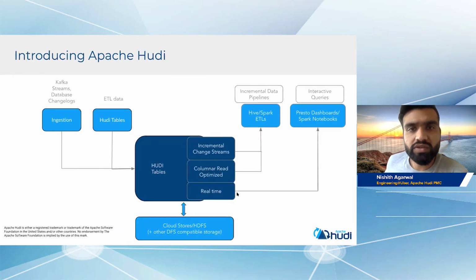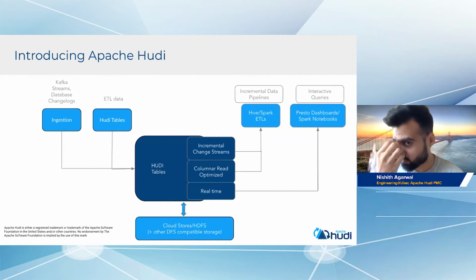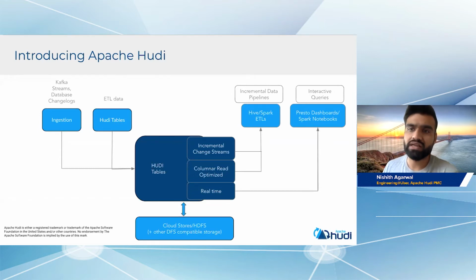So at this point, I wanted to introduce Apache Hoodie. Hoodie is a system that helps you solve all of the requirements that I mentioned before. You can ingest data from different kinds of Kafka streams, change logs. You can create incremental streams on other Hoodie tables, just like what you would do for a Kafka stream. And then you'll be able to query this data using your preferred query engine, whether it's Hive, Spark, Presto, for interactive analysis or building incremental data pipelines. And finally, Hoodie tables can be stored on any cloud store or HDFS, basically any DFS compatible storage system.